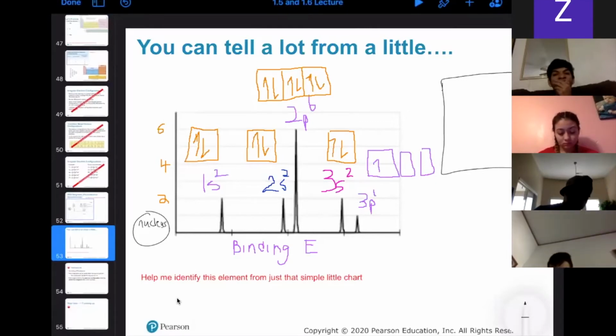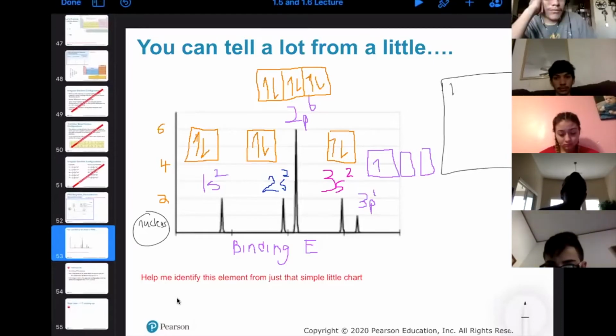All righty, ladies and gentlemen, what is this element? How do we identify this element? There's 2 ways of doing it. Count the electrons. Okay, so if we count up all the electrons, how many do we see? 13. Okay, so let's look on our periodic table. What element has the atomic number 13?